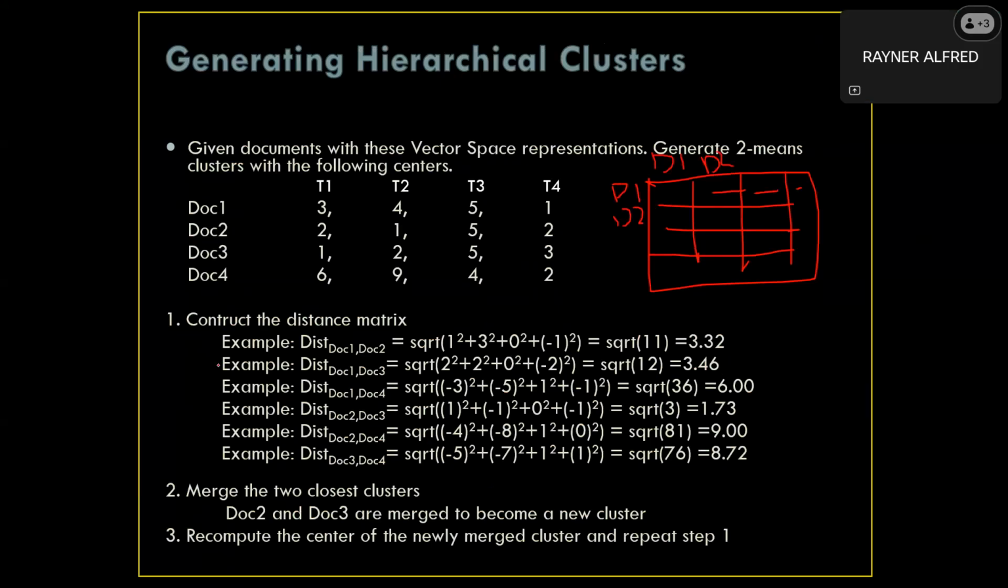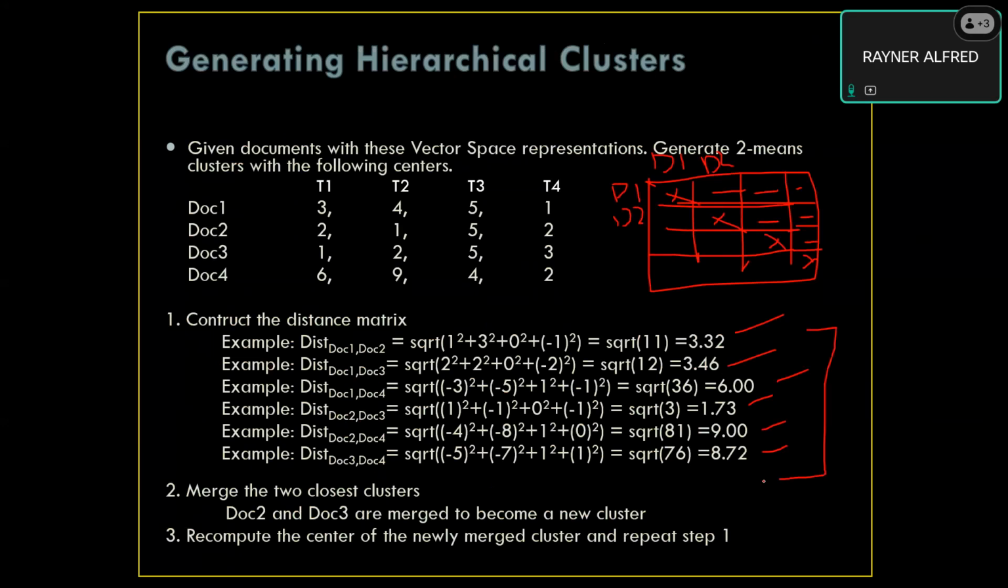Basically we need to find one method. So we need to find 6 values. These are the 6 values that we have: the distance 1,2, 1,3, 1,4, and then 2,3, 2,4, and then 3,4. Based on this, because we are using distance, we find the smallest one. So where is the smallest one? We find this one. That means we will combine 2 and 3. Merge.